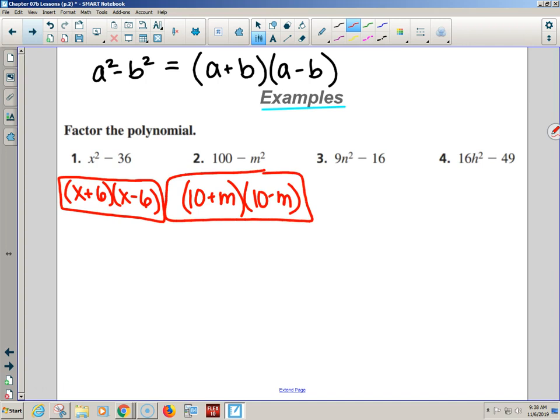You guys find the square roots of 100 and of m squared? Oh, 10 and m.